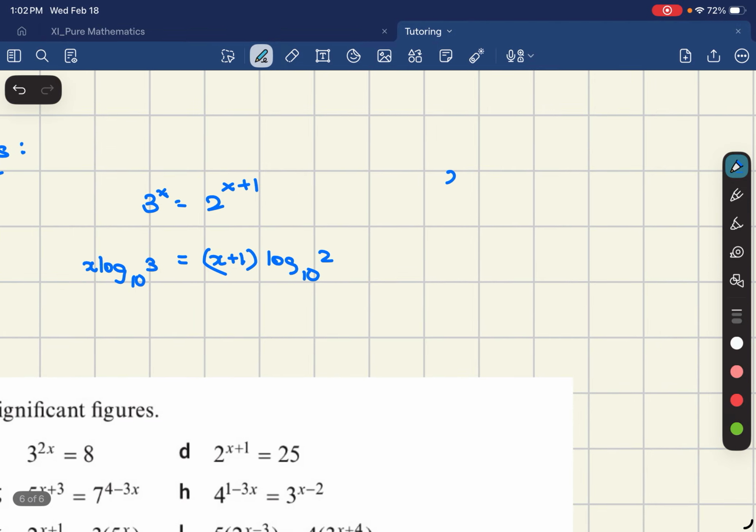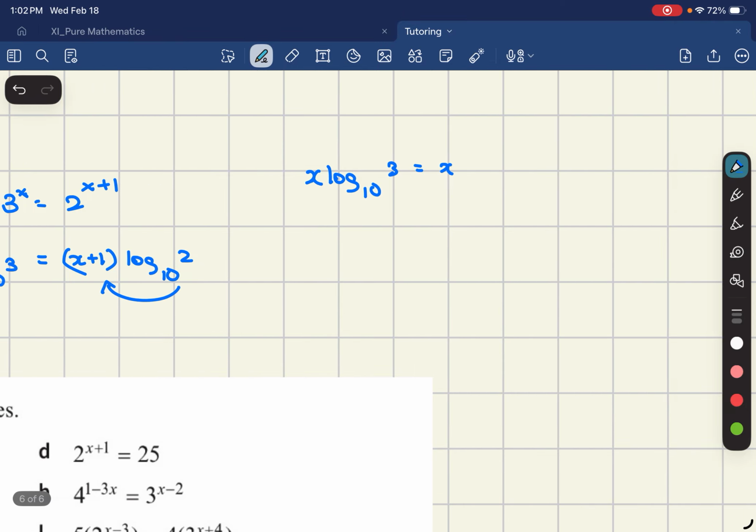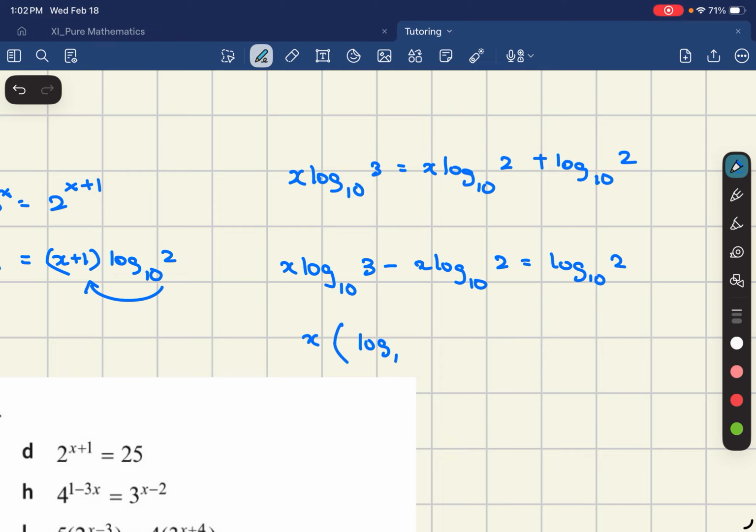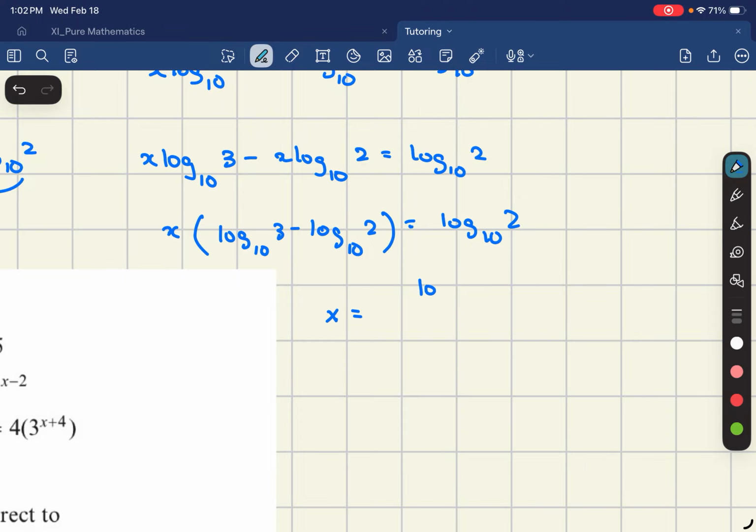So now I have x log base 10 of 3 equal to, if I distribute within the bracket, x log base 10 of 2 plus log base 10 of 2. And if I bring this here, I get x log base 10 of 3 minus x log base 10 of 2 is equal to log base 10 of 2. And I get x times (log base 10 of 3 minus log base 10 of 2) equal to log base 10 of 2. And finally, I know that x is log base 10 of 2 divided by (log base 10 of 3 minus log base 10 of 2).